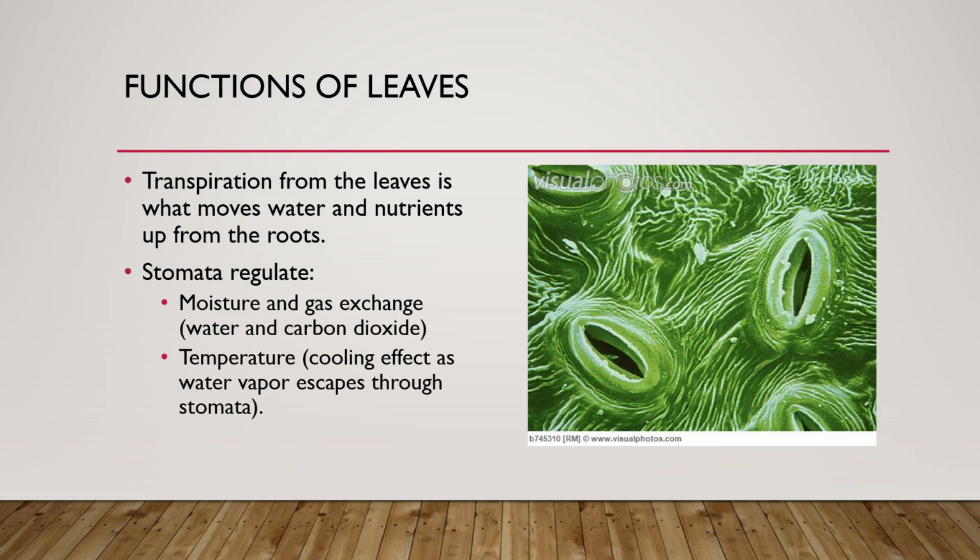So, transpiration from the leaves is what moves water and nutrients up from the roots. Transpiration is the release of water. It's like a giant straw. It's pulling water up from the roots, and we'll talk more about this as we talk about water movement through plants. The stomata are basically like little pores, and stomata is the plural. They regulate moisture and gas exchange, and that's water and carbon dioxide. They also regulate temperature. They can have a cooling effect as water vapor escapes through the stomata.